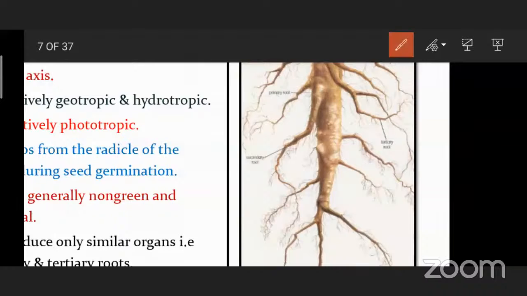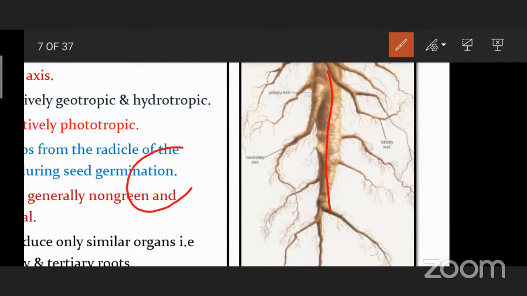Okay, the root is defined as the descending part of the plant axis. The root shows positively geotropic and hydrotropic responses. The plant root shows negatively phototropic response. It develops from the radicle of the embryo during seed germination.